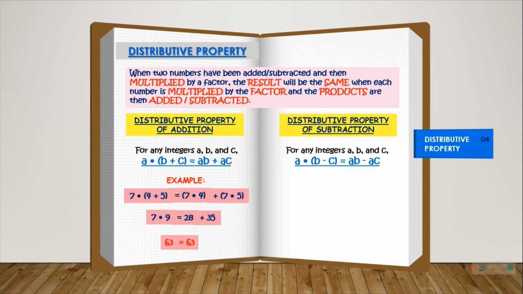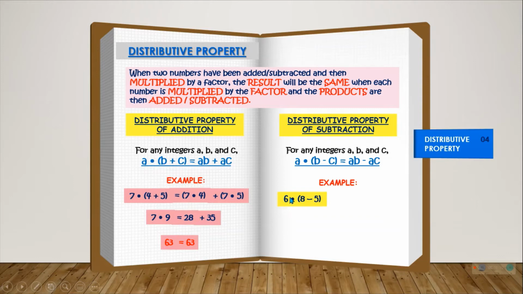Next, distributive property of subtraction. For any integers a, b, and c, a times quantity b minus c is equal to ab minus ac. Just like in addition, it is the same. You also distribute the a.